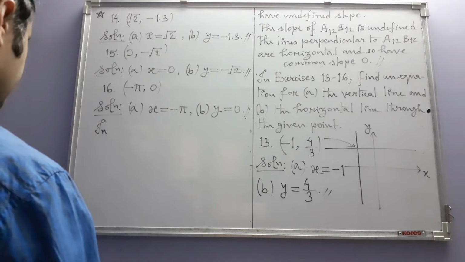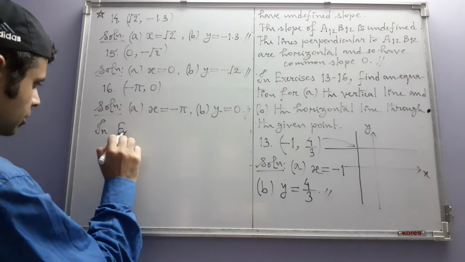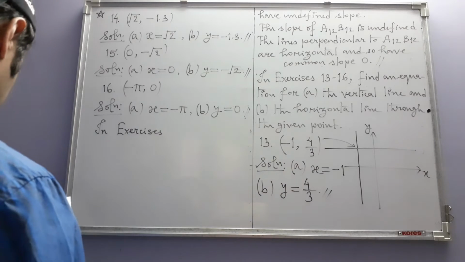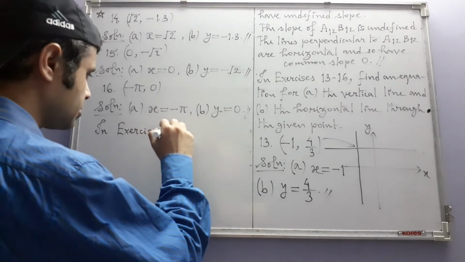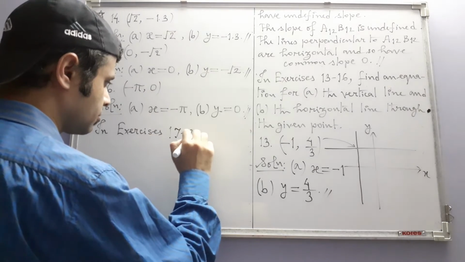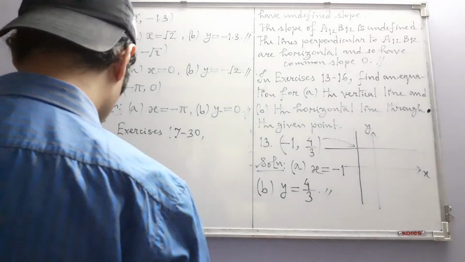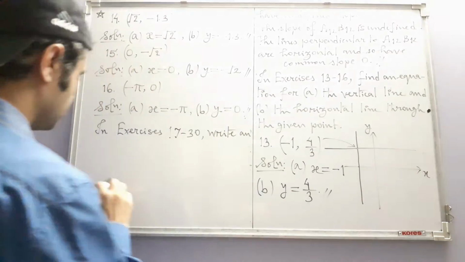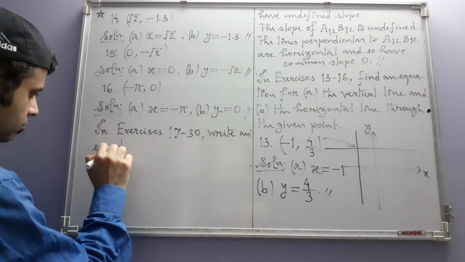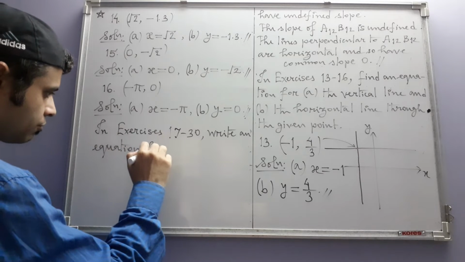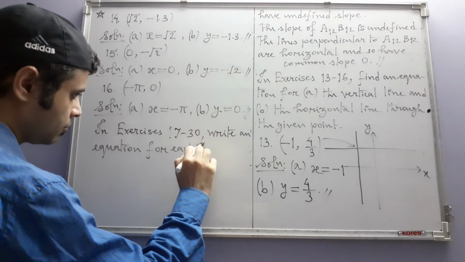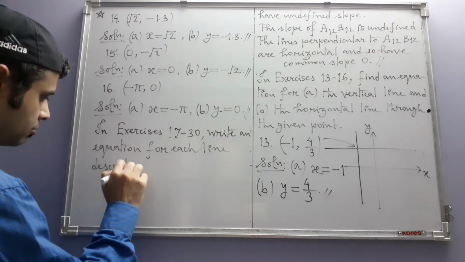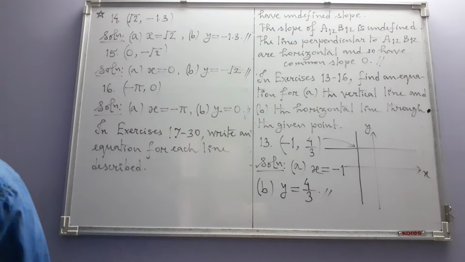Okay. Now we come to equations of more complicated nature. Equations of straight lines nevertheless, but more complicated than this simple case. In exercises 17 through 30, write an equation for each line described. Okay, let me put some ink first.